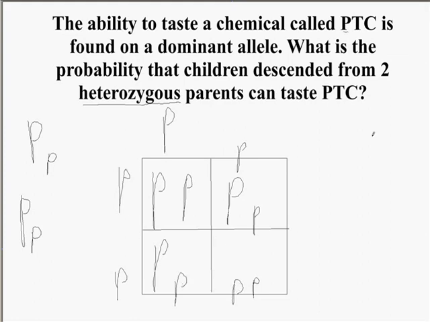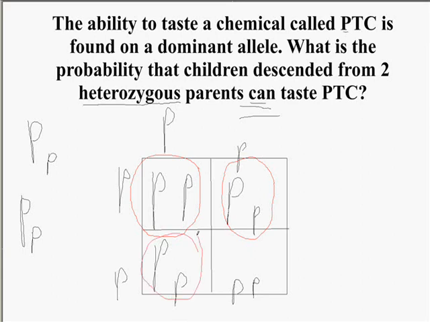There's the completed Punnett square, and the problem is asking us for the children that can taste PTC. And since the ability to taste PTC is found on a dominant allele, we're looking for children with at least 1 capital P. So this child can taste PTC, since he has the 2 yes taste PTC alleles. This child can taste PTC. He has 1 yes taste and 1 no taste gene, but the yes taste, the ability to taste, is dominant over the inability to taste. So this will mask that allele, and this child will be able to taste PTC.